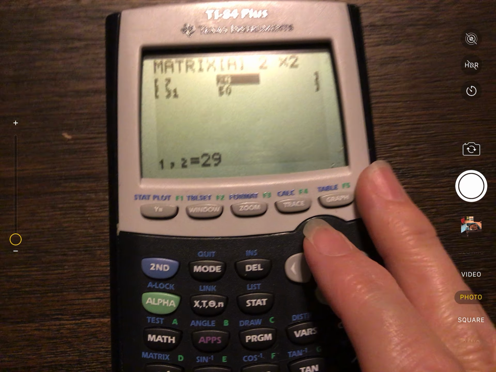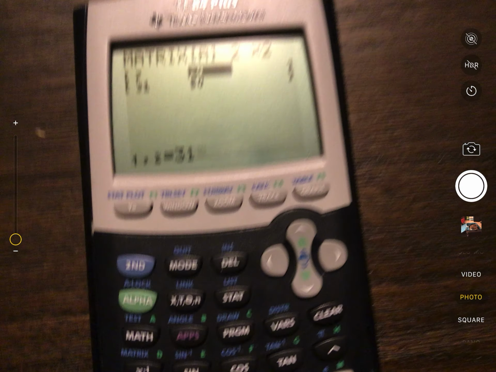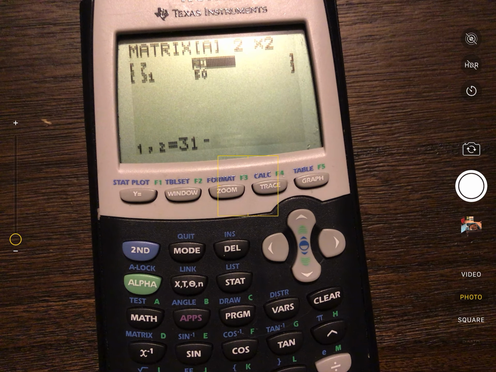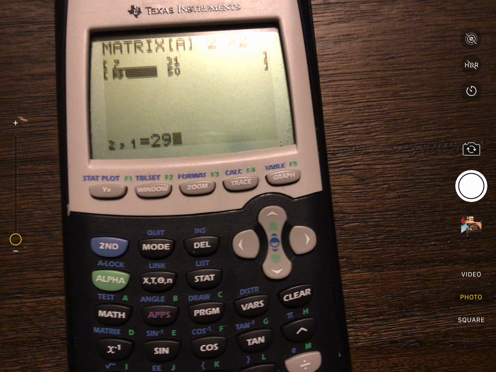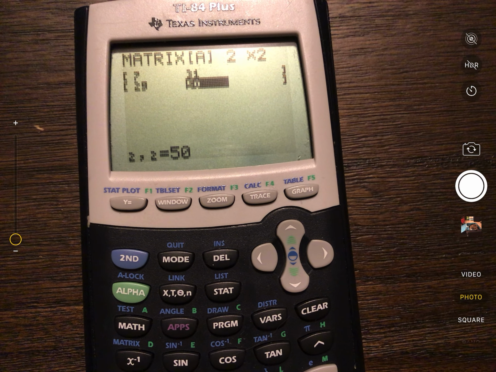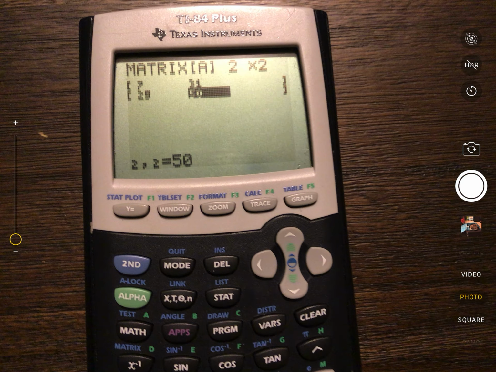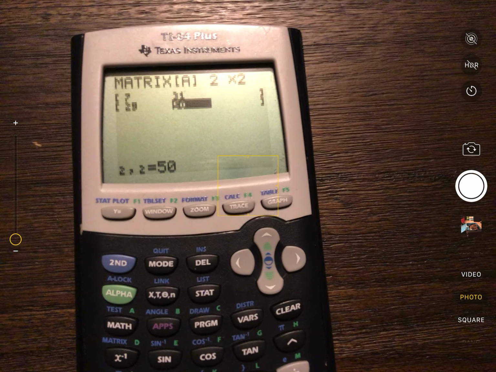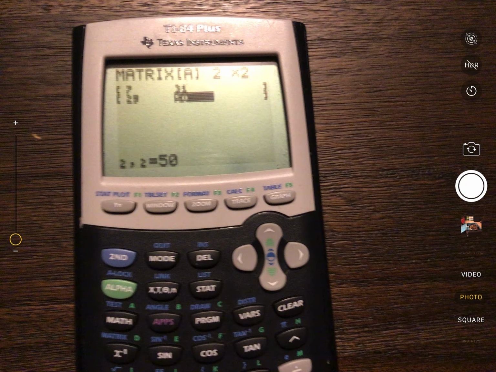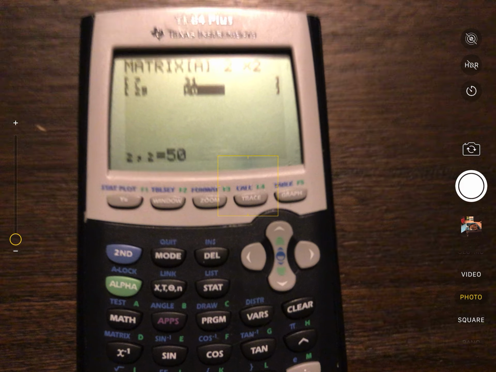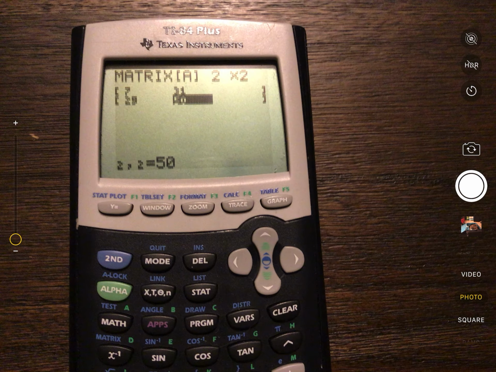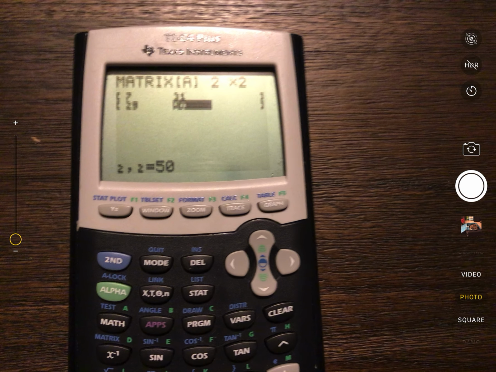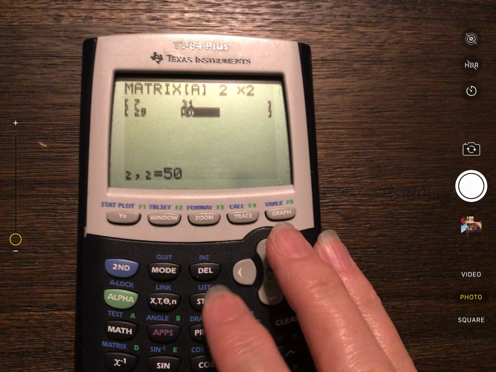So 7, 31, oops, 29, and 50. Okay, so then, even though we're still checking the conditions and we shouldn't do the test until we're sure that the expected counts are all greater than or equal to 5, in order for the calculator to give me the expected counts, I have to actually run the test.